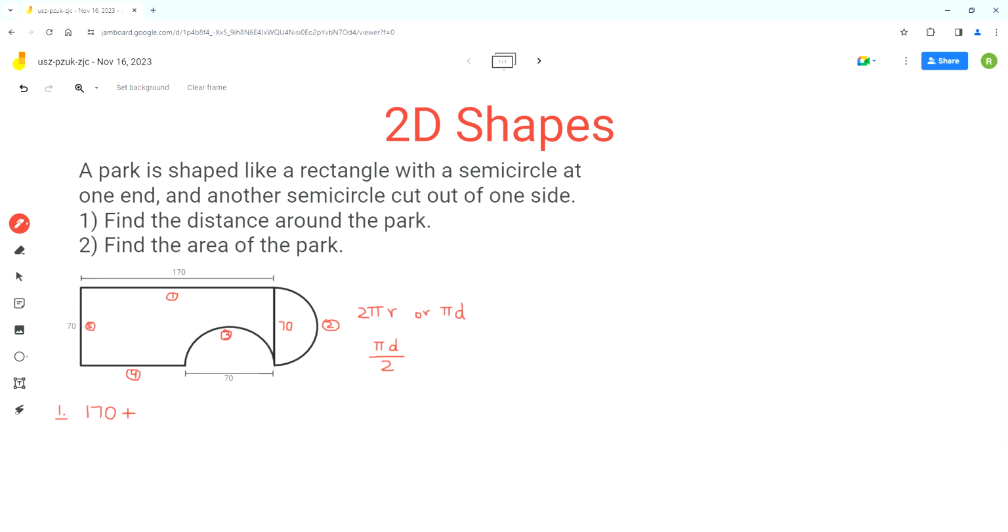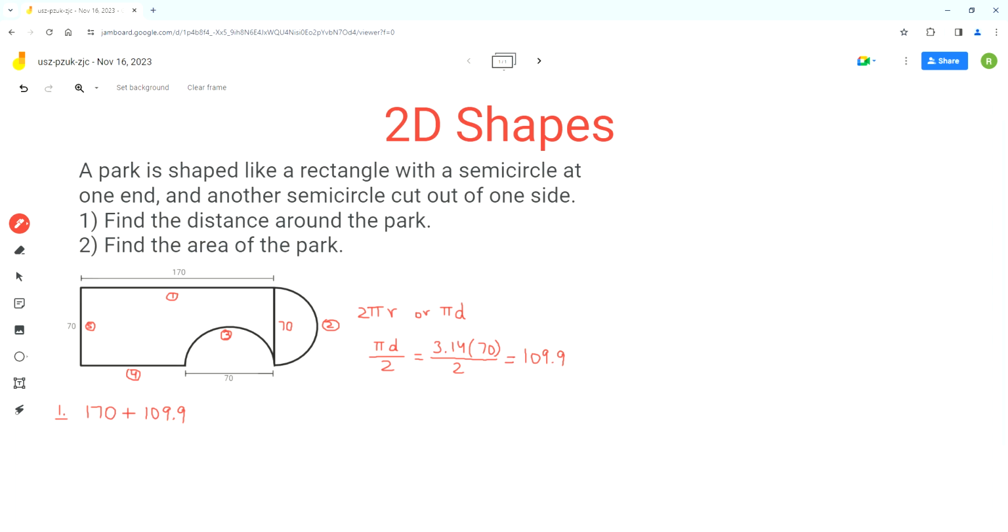If we use the value of pi as 3.14, it will be 3.14 times the diameter, which is 70, divided by 2. Now we can evaluate this expression in our calculator. 3.14 times 70 divided by 2 is equal to 109.9 units. So that's the value we'll use in our expression. It will be 170 plus 109.9.